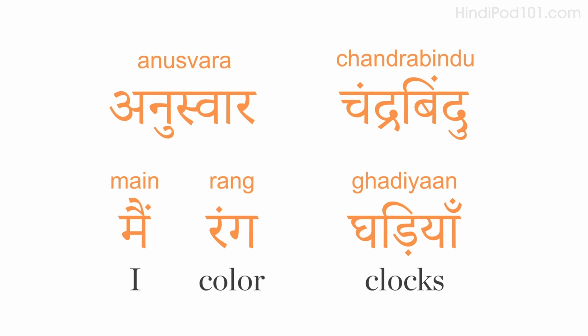Let's check out the word for color, rang. Here the Anuswar makes it sound like the ng in the English word song. The Chandra Bindu is no different than the Anuswar, and it works very similarly to it by nasalizing the vowel above which it is placed. For example, clocks, ghadiyan. Here the Chandra Bindu can be seen above the last vowel a.